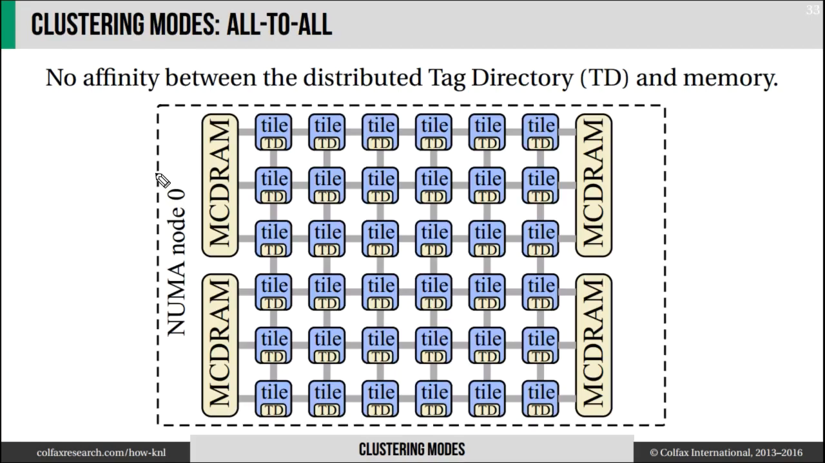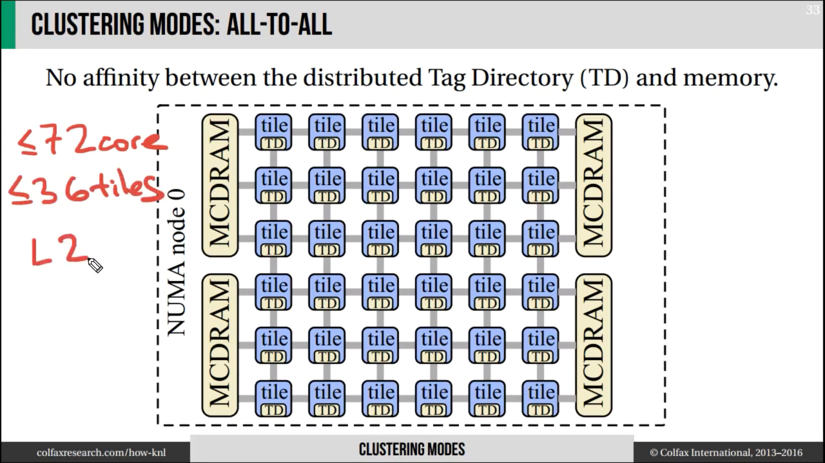The reason why these modes exist is that Knights Landing is a very complicated chip. It has up to 72 cores. They are organized into 36 tiles, and each tile has its own slice of the level 2 cache. To keep track of which memory address is stored into what slice of the level 2 cache, you need a tag directory. And to serve this huge number of tiles, the directory is designed as distributed. This allows you to parallelize queries to that directory.